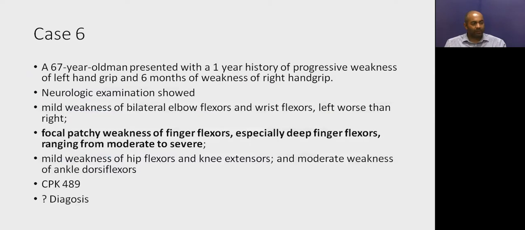A 67-year-old man presented with a 1-year history of progressive weakness of left hand grip and 6 months of weakness of right hand grip. On neurological examination, there is mild weakness of bilateral elbow flexors and wrist flexors, left more than right. There is focal patchy weakness of finger flexors, especially deep finger flexors, ranging from moderate to severe. There is mild weakness of hip flexors and knee extensors and moderate weakness of ankle dorsiflexors. So this pattern is classically seen in inclusion body myositis.